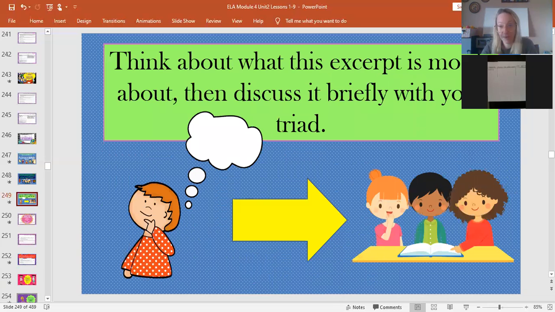Okay, welcome back. So I want you to think about what this excerpt is mostly about. We don't have a triad to discuss it with, but you could discuss it out loud. Maybe you want to talk out loud to yourself. Ask yourself a couple of questions. What was this excerpt mostly about? Page 38 to 39. What is it mostly about?